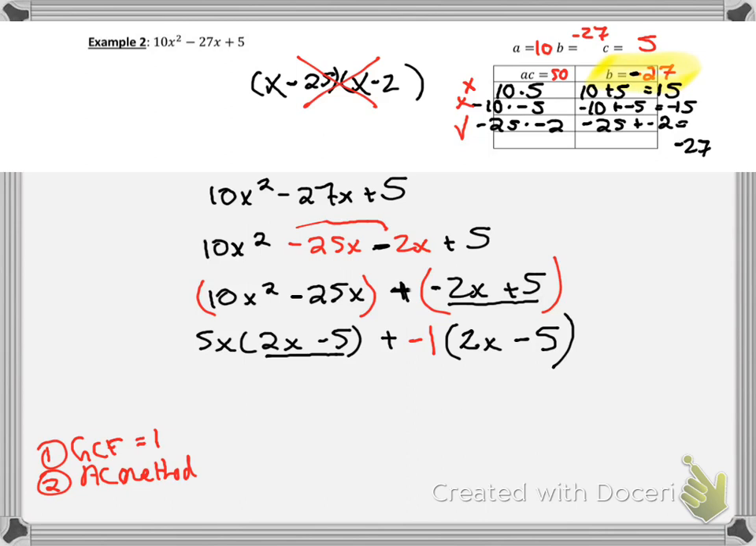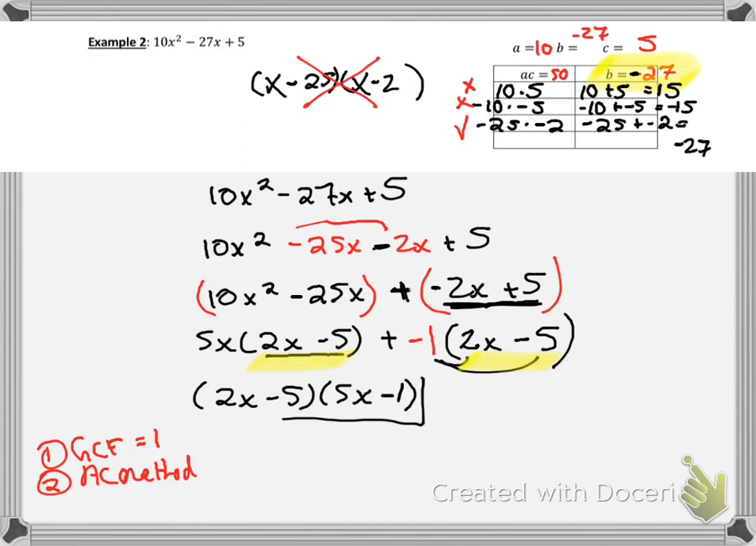And if you're unclear, go ahead and do the distributive property real quick to prove to yourself that negative 1 times 2x gives you negative 2x, and negative 1 times negative 5 gives you positive 5. Okay, so now we have our goal, which is that we have 2x minus 5 in both places. So that means we can factor that guy out. And then we have 5x minus 1, or 5x plus negative 1, and that's our final answer.